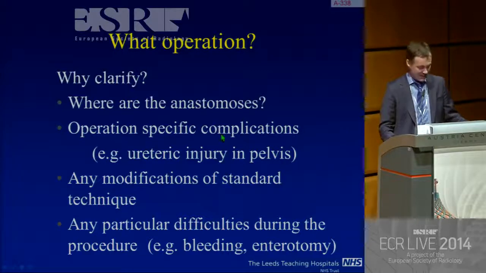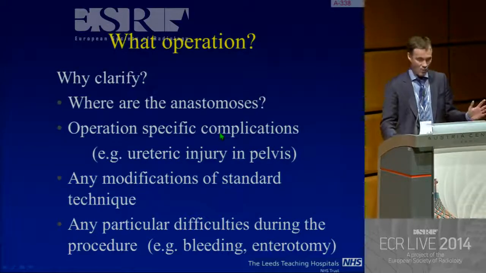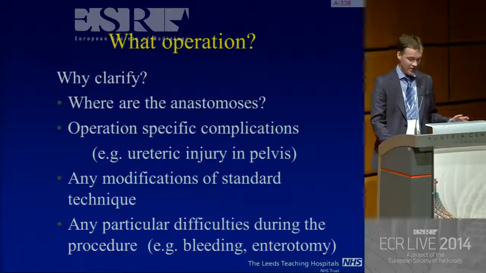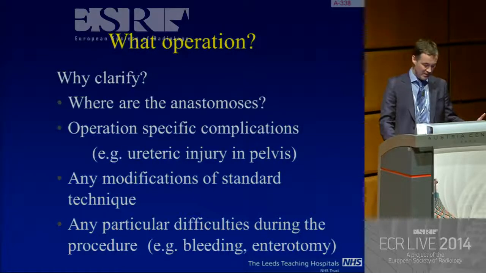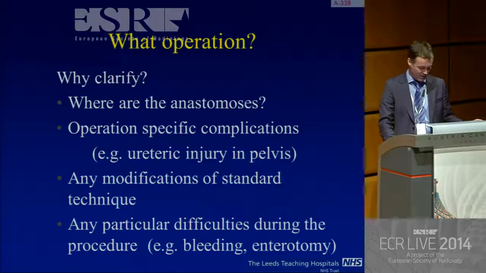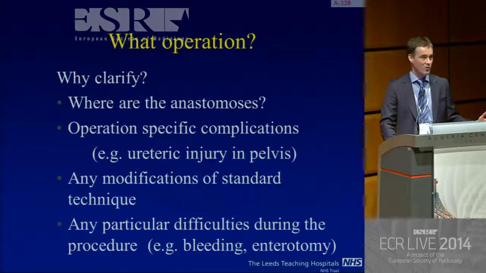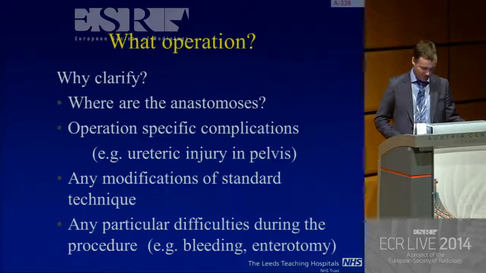Now, the reason why we need these sketches is because we need to know where the anastomosis is. We need to have an idea of what specific operation-related complications there might be. For example, in the pelvis, the patient might have had a ureteric injury. Have they made any modifications to the standard technique? And were there any particular difficulties during the operation, such as division of adhesions, or bleeding, or actually accidentally entering the bowel, causing an enterotomy?